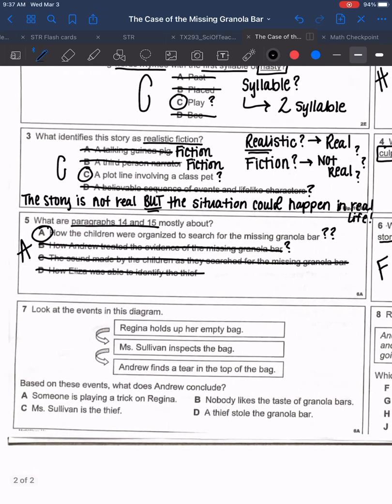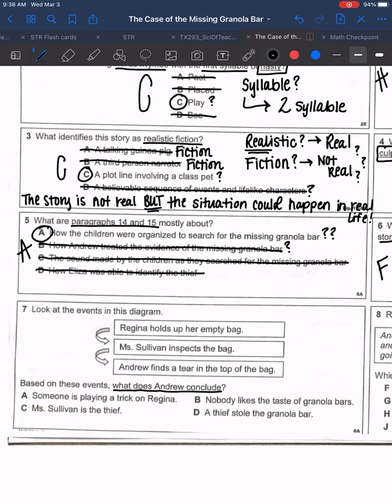7. Look at the events in this diagram. Regina holds up her empty bag. Miss Sullivan inspects the bag. Andrew finds a tear in the top of the bag. Based on these events, what does Andrew conclude? Okay. So this is definitely something we are going to have to go back into the passage to find and figure out. So in the diagram, it's a sequence of events. It is happening in a specific order, and we need to go back into the passage and look at this order.